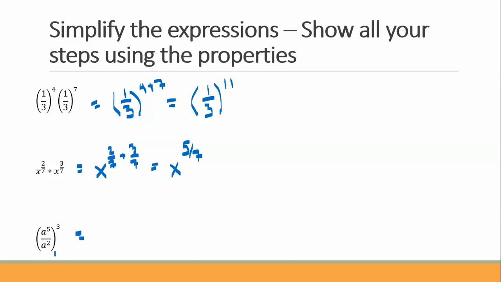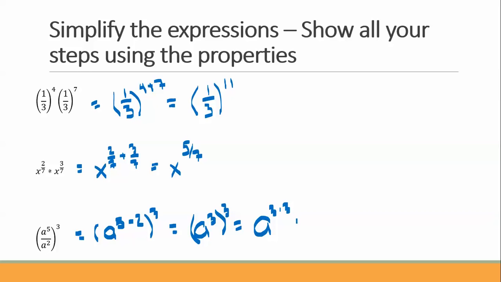This one, there's a couple steps to this problem. Let's make things smaller before we make things bigger. So let's do the quotient rule first. So that's a to the 5 minus 2, cubed. We're going to subtract 5 minus 2 first. So that's a to the 3rd, cubed. So a cubed cubed. Now we can multiply our exponents. So that's 3 times 3, which is a to the 9th.